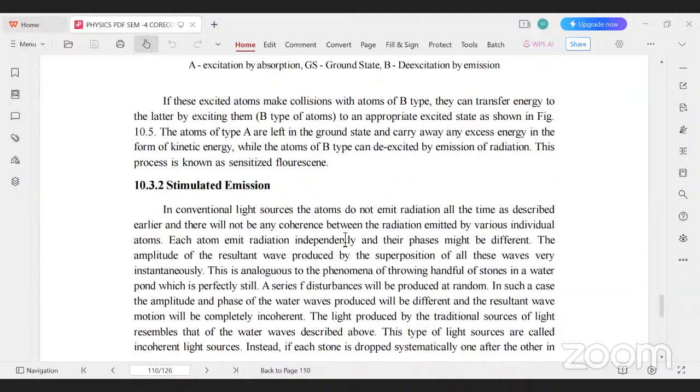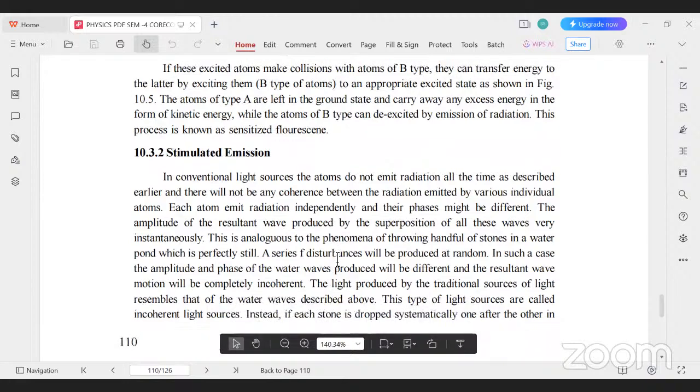That is what we are able to find out when the light is falling on the nucleus and all the electrons start vibrating and radiating. So atom to atom, electron to electron will be different. So what we can find is nothing but the phase difference. This is analogous to the phenomenon of throwing a handful of stones into a water pond which is perfectly still. A series of disturbances will be produced and run. In such a case, the amplitude and phase of the water waves produced will be different in the resultant wave, so the motion will be completely incoherent.